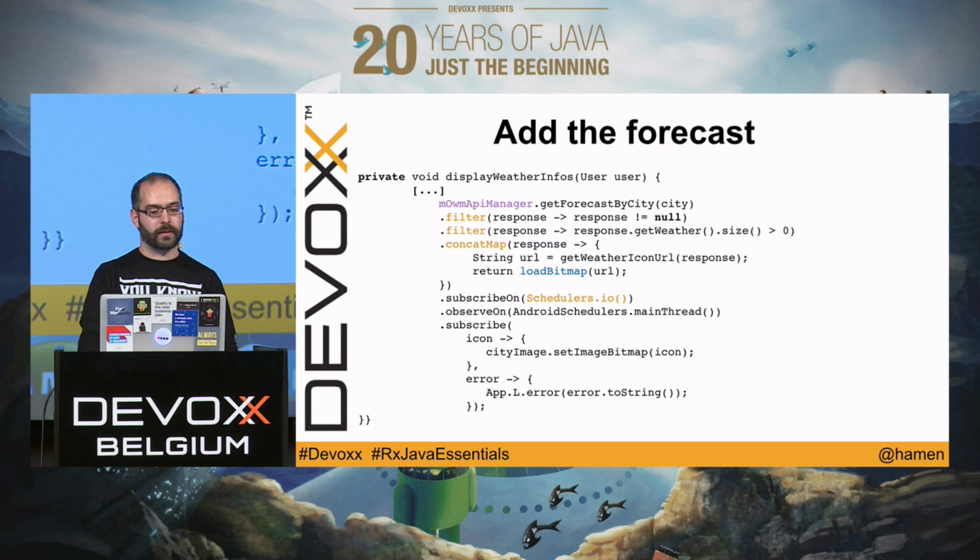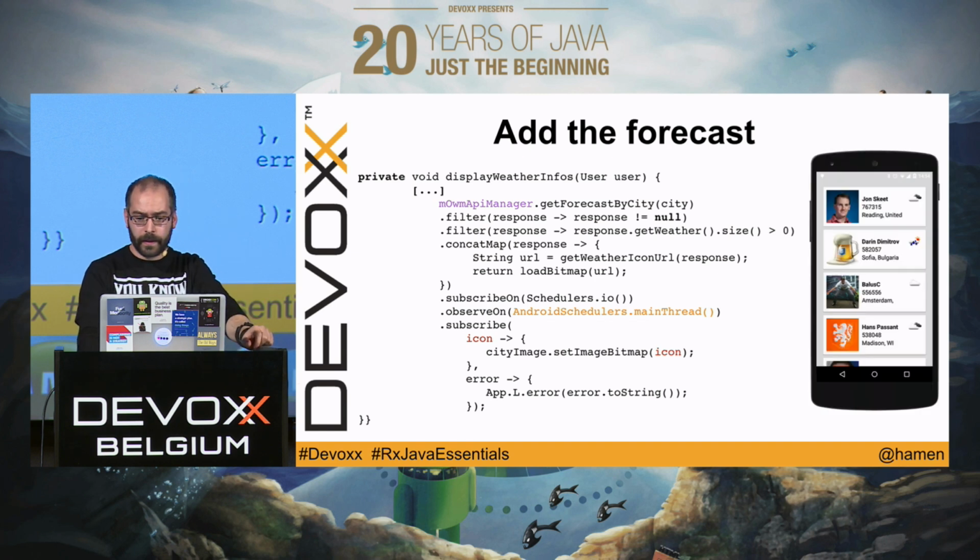That's the one that is retrieving the icon, because we are using another function that returns an observable of bitmap to do the fetching of the image. It's a network operation, so we use Schedulers.io, and when the bitmap comes in, we are on the Android main thread, so we can change the UI and we can use the icon to set the image view.